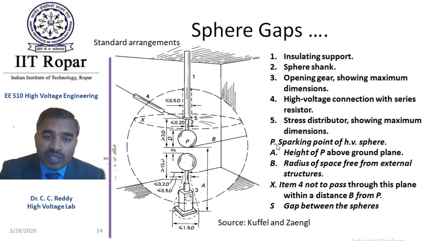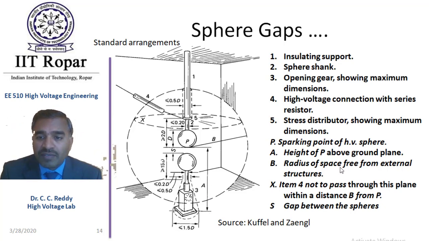And then P. P is the sparking point of the HV sphere. So this point P is the sparking point. From here, the sparking will occur and then the breakdown channel can be like this. A is the height of P above the ground plane. This is A. So this is P and its height above the ground plane. This is the ground plane, and this distance is A.